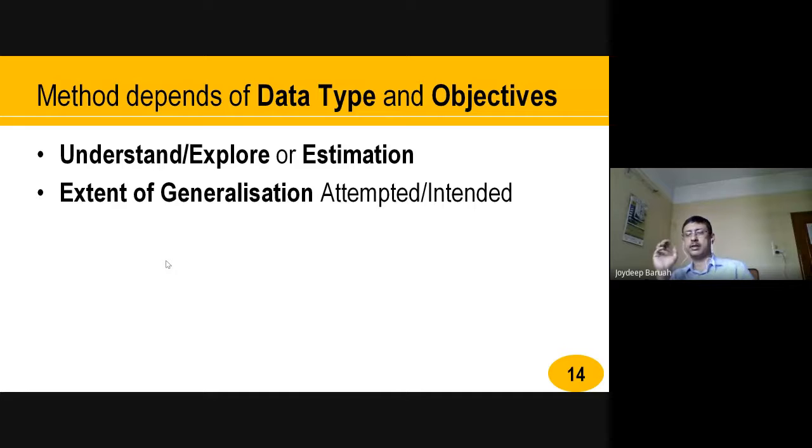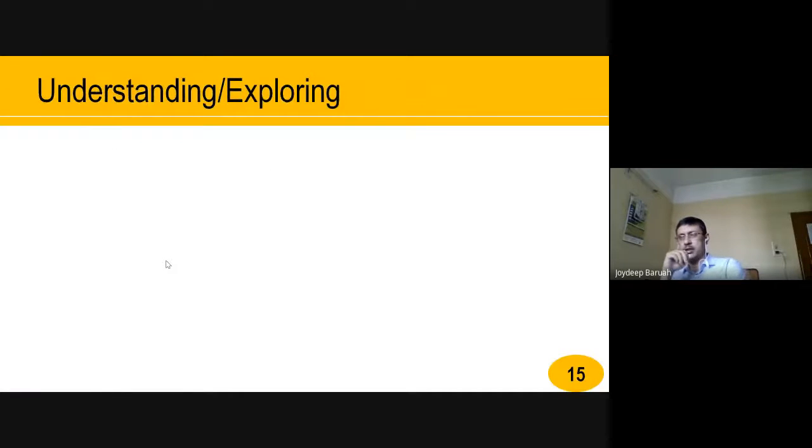Therefore, the methods of data collection are predicated upon these two questions: what is the basic purpose, whether it is only to understand or explore, or estimation, and if there is estimation, what is the extent of generalization that you want to attain. So those are the two things that we want to understand. Now, as I have said, if it is understanding and exploring, not really estimation or generalization, then you can have different methods of looking at the things.